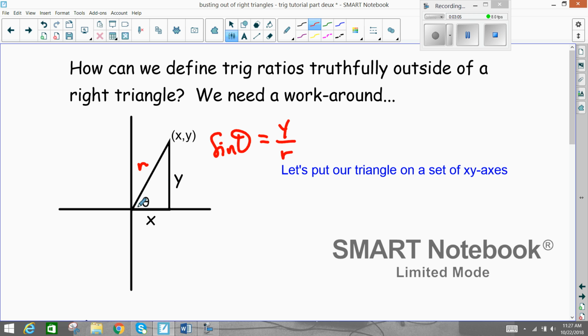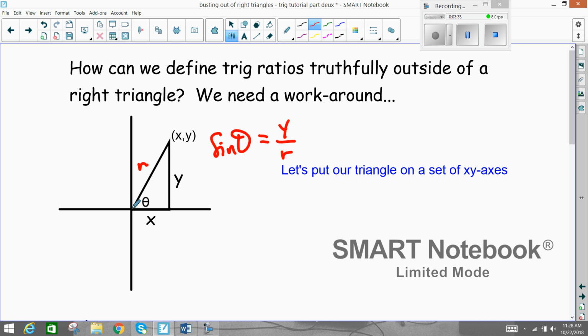Now, if I want this triangle to remain the same, but I want to be able to define this angle in terms of the second quadrant and the third quadrant and the fourth quadrant, what can I do? I can flip this triangle over the y-axis and have the same exact triangle, same exact radius, but it falls in a different quadrant. Now, before we go there, I need to define an angle in standard position.